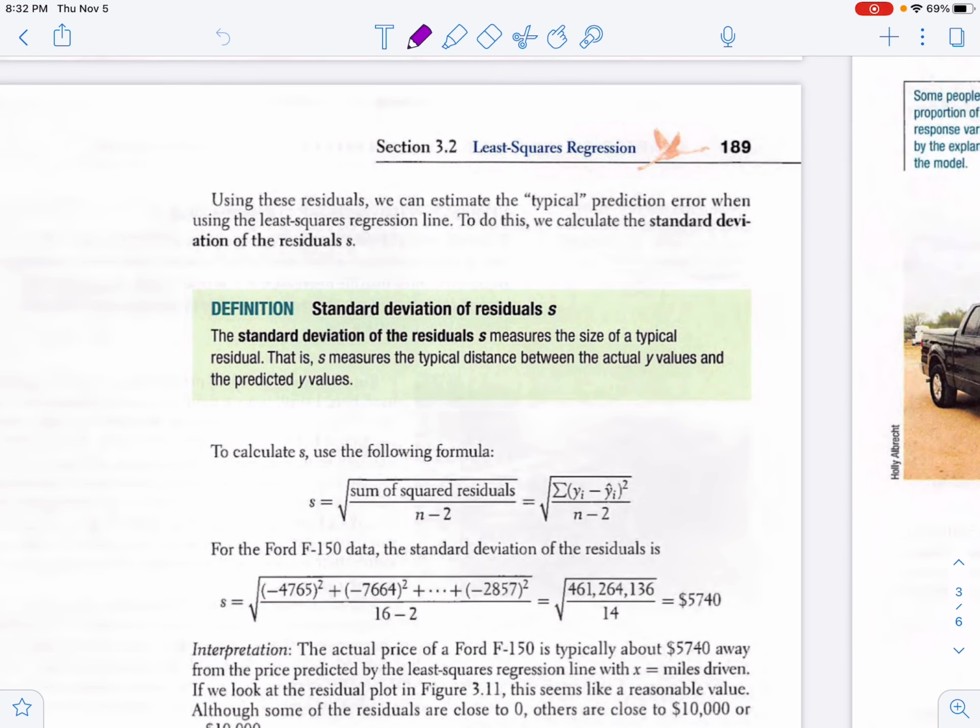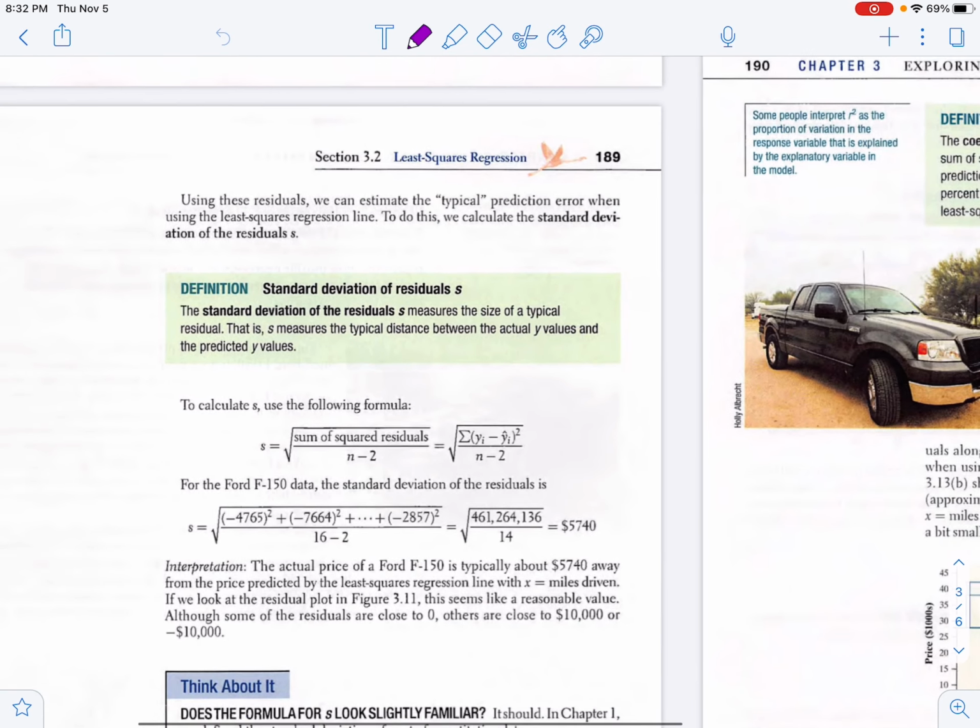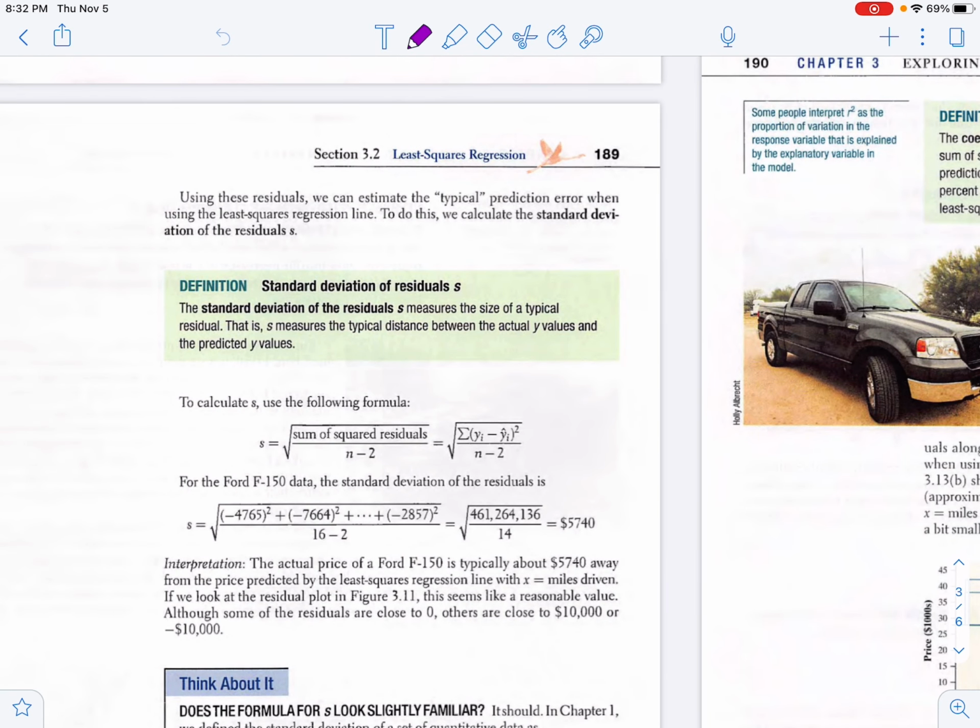So a few last-minute things to note about least squares regression. First of these is the standard deviation of the residuals, which is calculated using this formula. And what's really important is that we know how to interpret it, not necessarily determine it.